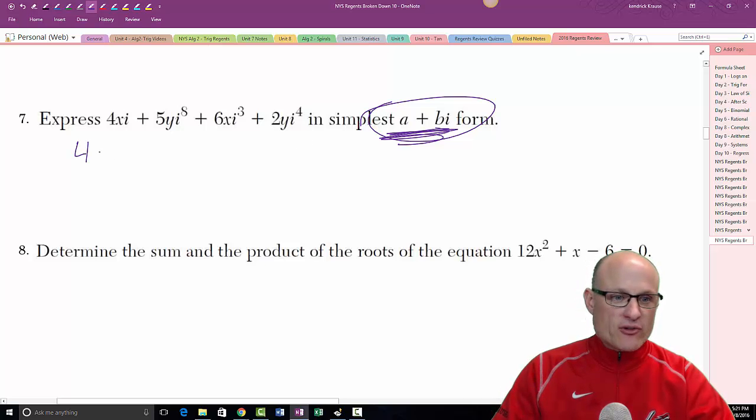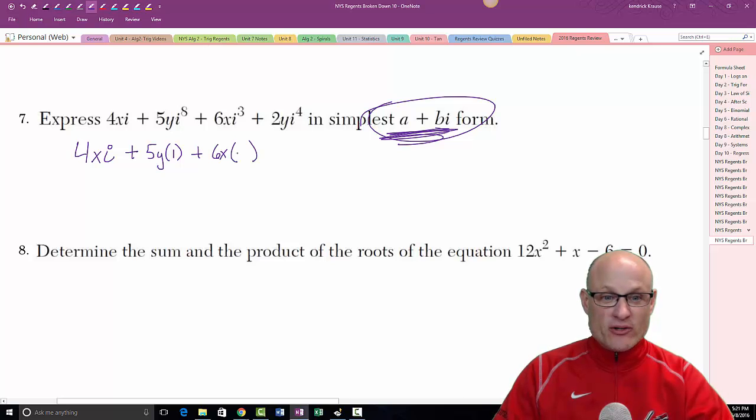Can't do anything with 4xi, it's just 4xi. I'm not going to go over to the calculator every time for this. If you remember, i to the 8th is really equal to 1. So this is 5y times 1 plus 6x. Now if you remember, i cubed, here it is again, it's -i. Calculator will do that for you. Plus 2y and i to the 4th is 1.